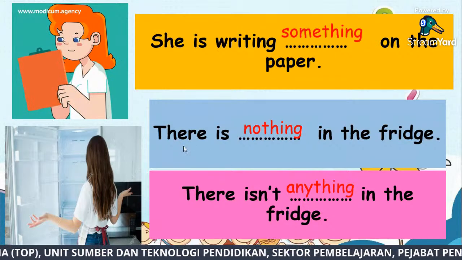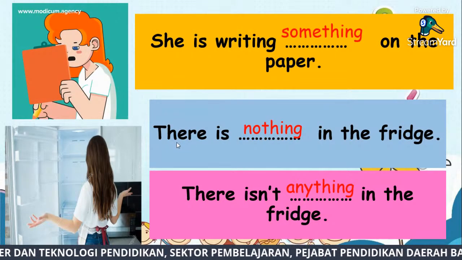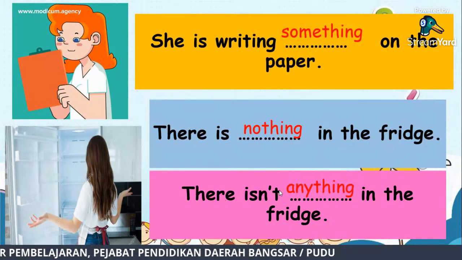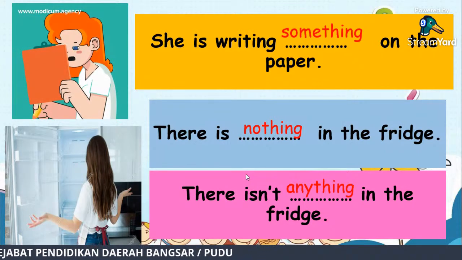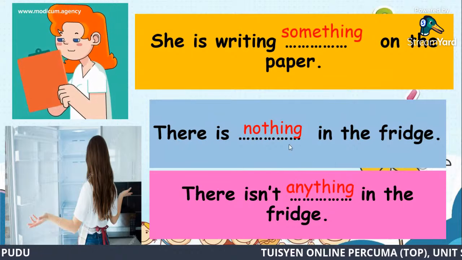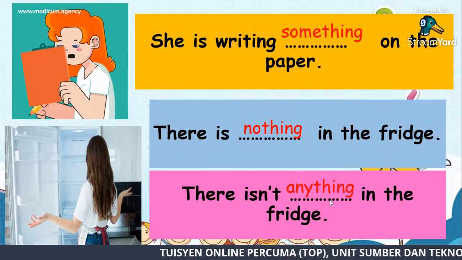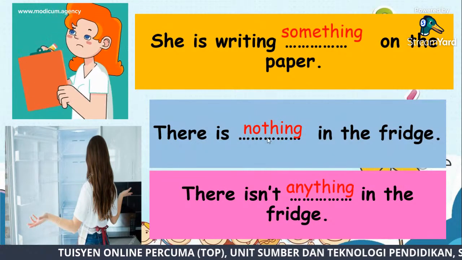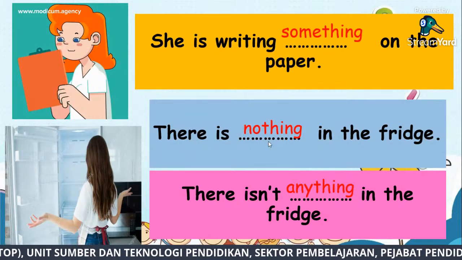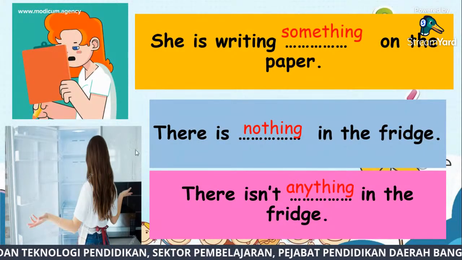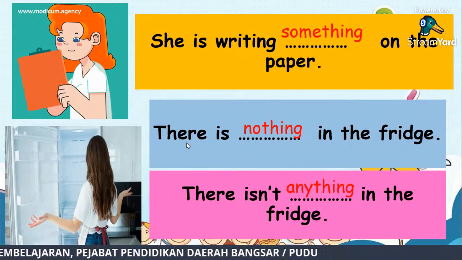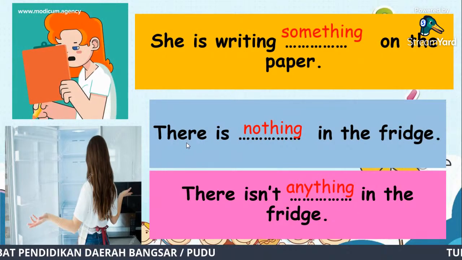If it's, let's say, there is, then you'll be using nothing. If there isn't, which is referring to a negative sentence, then you have to use anything. So that is the point that you have to focus on. Both sentences give you the same meaning, which is there is nothing in the fridge, there isn't anything in the fridge. So that you have to know.